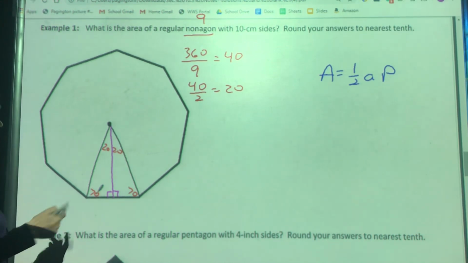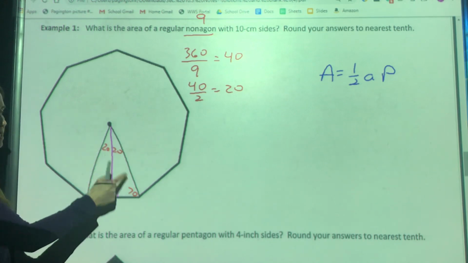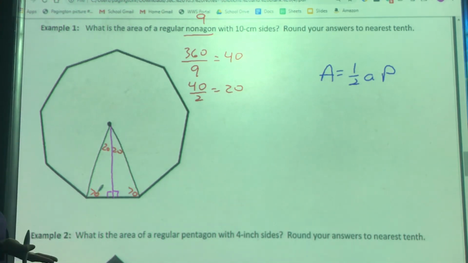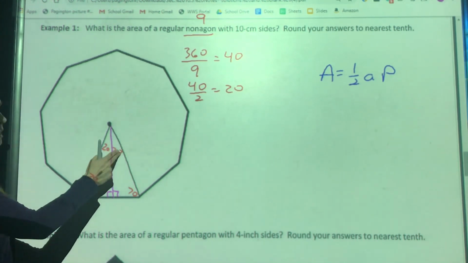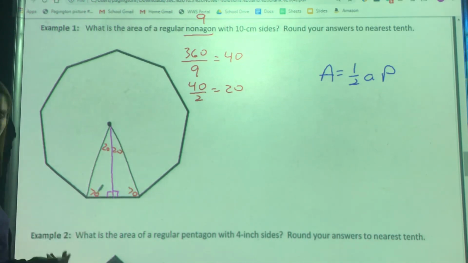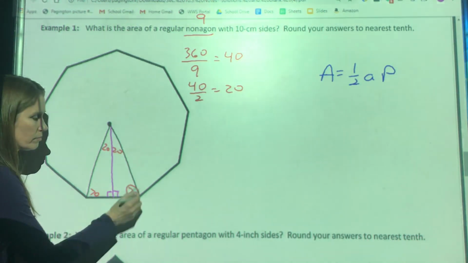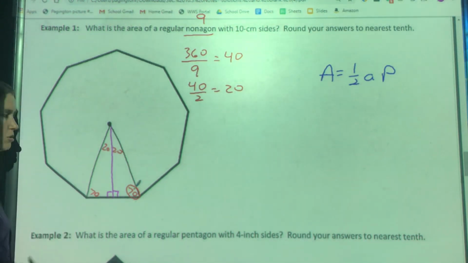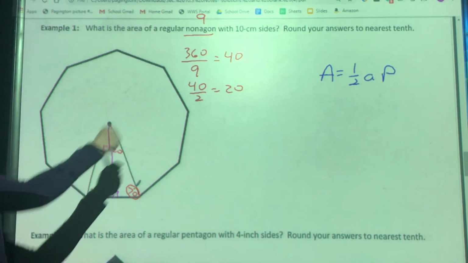If I'm using trig, I can do it from either one of these acute angles and get the correct answer. It does not matter. So one person can use the 20, one person can use the 70, and they'd end up with the same answer as long as they set it up correctly, all right? So the way I chose to do it this time is I chose to use the 70, okay? Again, if you chose to use the 20, that is fine.